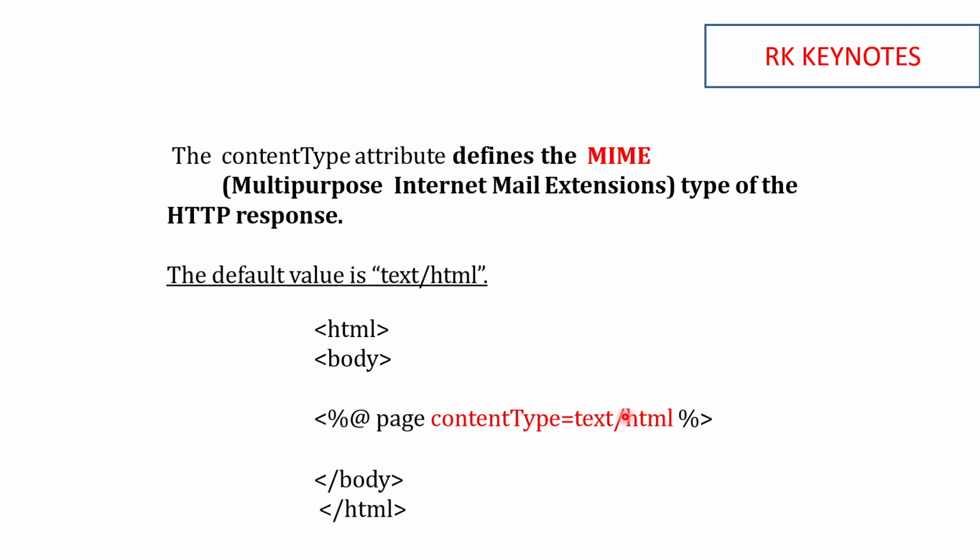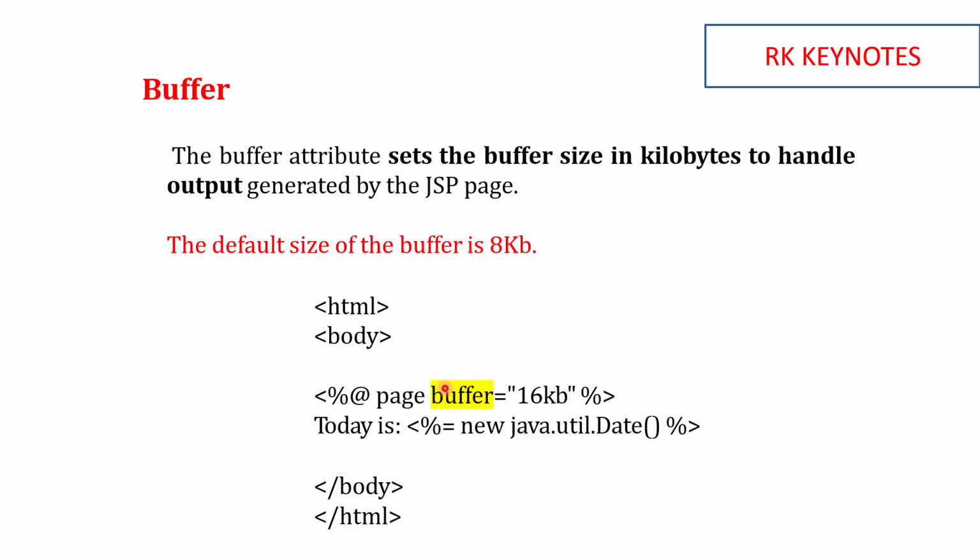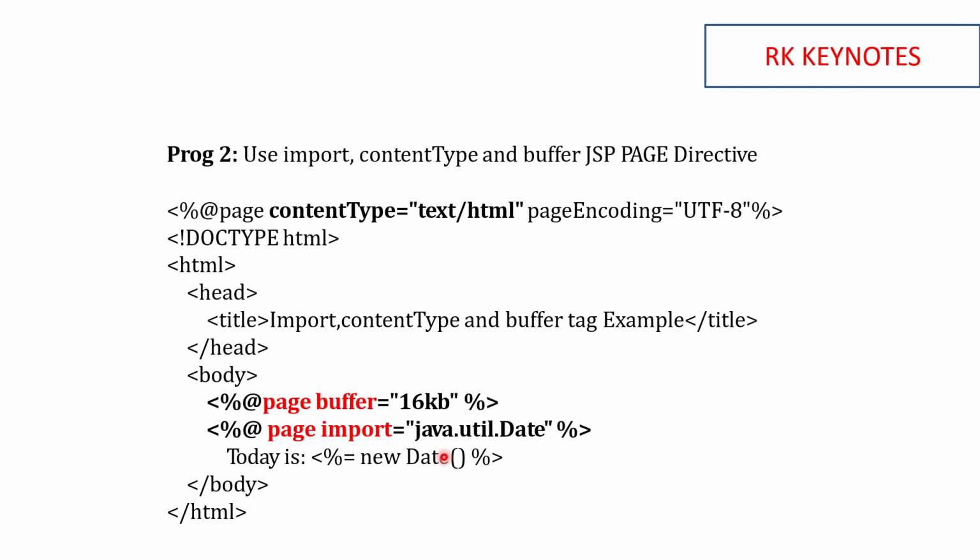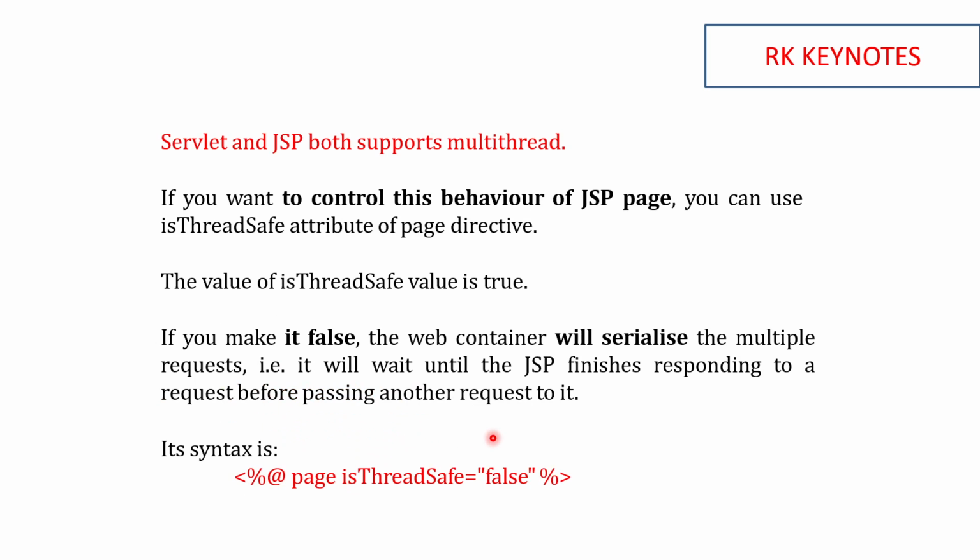You can say text or HTML, and then you can say buffer, and then you can increase the size of the buffer, meaning the page size. By default it is 8 KB, and you can increase it. And similarly, you can use multiple page directives if you wish, like the first page directive is for the buffer, and then the second page directive is for importing some packages.